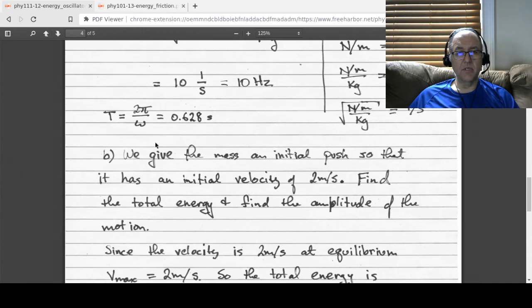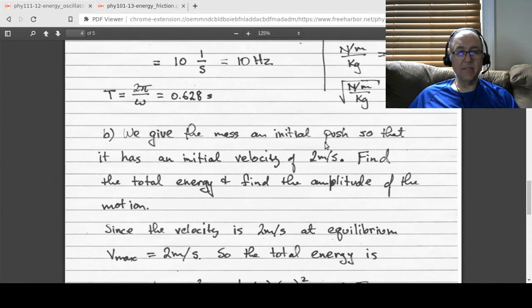Let's take a look at my second question. We give the mass an initial push so that it has an initial velocity of 2 meters per second. Find the total energy and find the amplitude of the motion. On a test, I'd be very precise here. It's slightly ambiguous: where did we start? How far from equilibrium? Let's assume I give it a push of 2 meters per second at equilibrium. A better wording would be: we give the mass a push such that it has a velocity of 2 meters per second at equilibrium. That would be very clear.